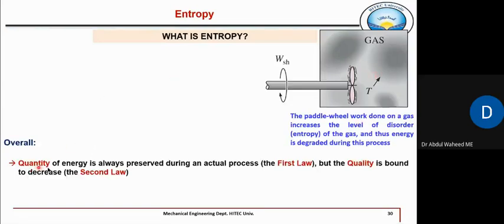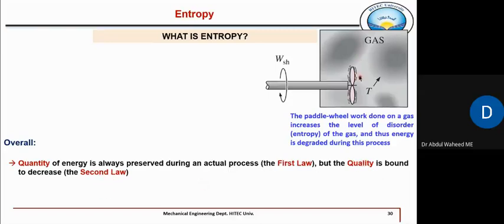Overall, what is the conclusion? Quantity of energy is always preserved. जितना आपने work supply किया, that is equal to heat. So quantity of energy remains preserved or constant during any actual process. That is the first law of thermodynamics. But the quality decreases. That is the second law. Because quality energy is converted into low quality energy because it cannot be reversed. So during any process, quantity remains constant, but quality definitely drops, which is the second law of thermodynamics.